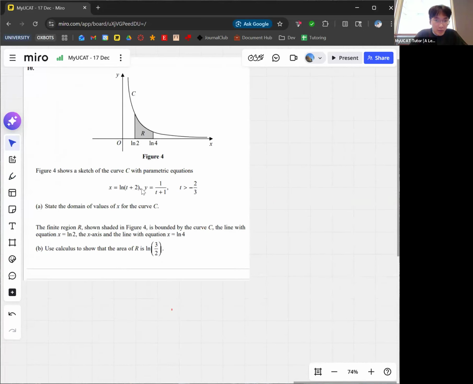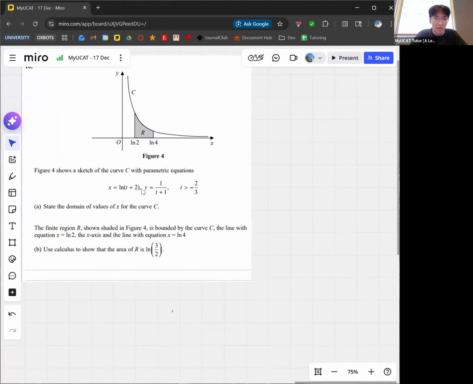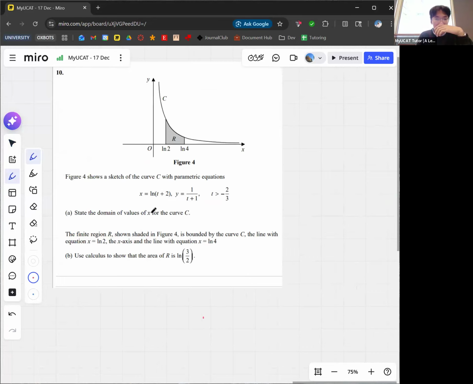So, sketch of the curve with parametric equations x equals natural log of t plus 2, y equals t plus 1. State the domain of values of x for the curve C. Oh, look, we're doing a domain question, right? Domain is what I put in. So what values can I put in here? If t is greater than minus 2/3, then I can see what my values of these are.